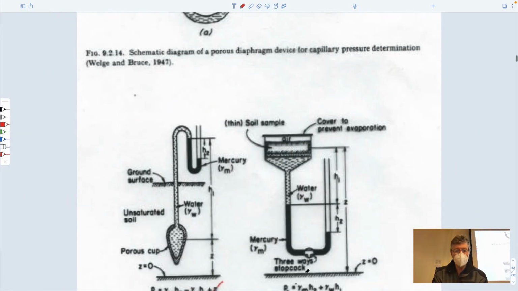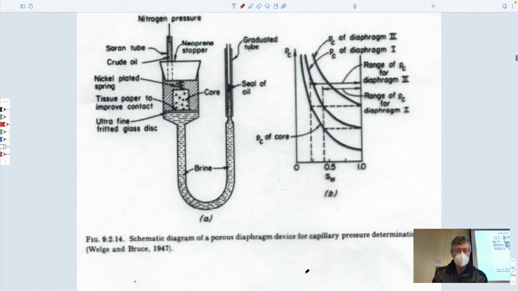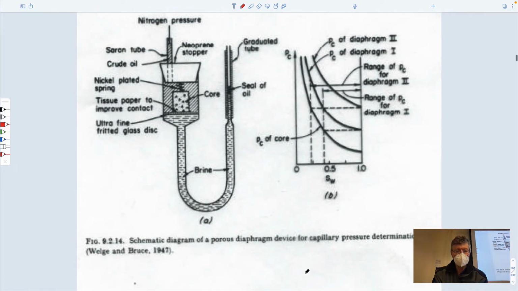So a so-called Welder Apparatus, as in this individual here. It's quite straightforward. The idea is this: you take a core of your sample, you place it on a frit which only has a very specific pore size, in which case it will let the fluid that's saturating the core into here, but it won't let the fluid around it into it.